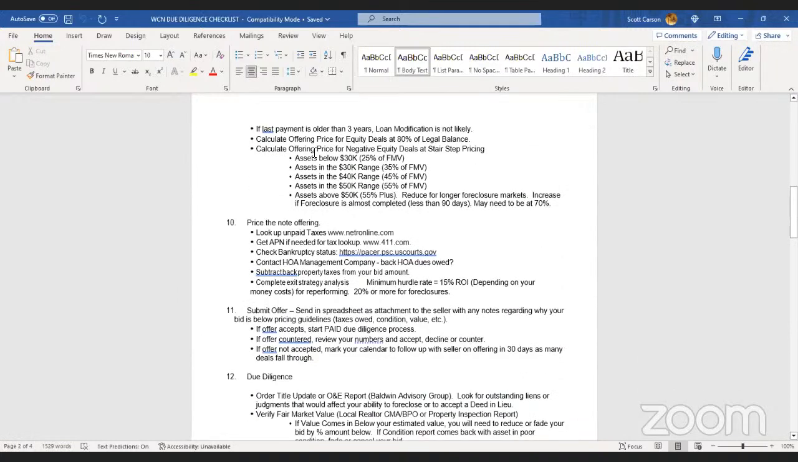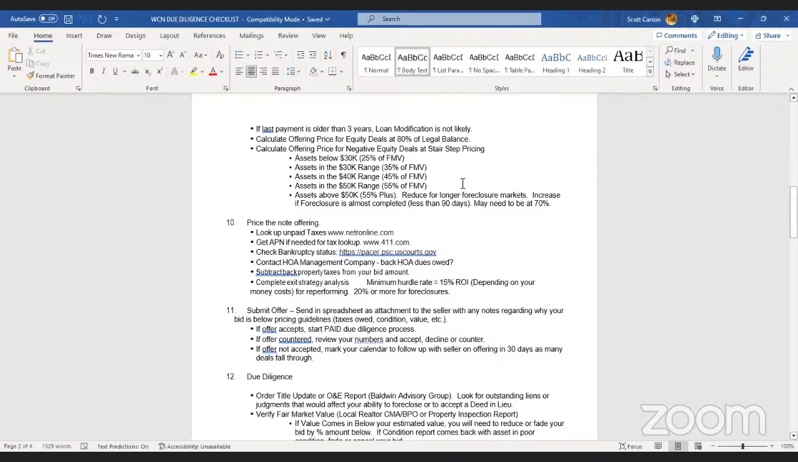If the last payment is older than 3 years, the loan modification is not likely to happen, especially if we look at what's going on. Think about 3 years ago, that was in the midst of COVID. So if somebody was behind when COVID started, they're probably not going to get back on track relatively easy. Okay. Like I said before, equity deals at 80% of legal balance. If that number does not make sense as ROI for you, then drop it down.